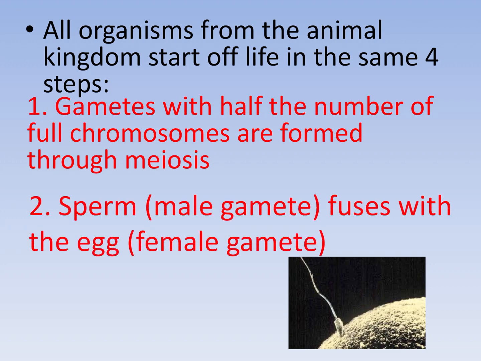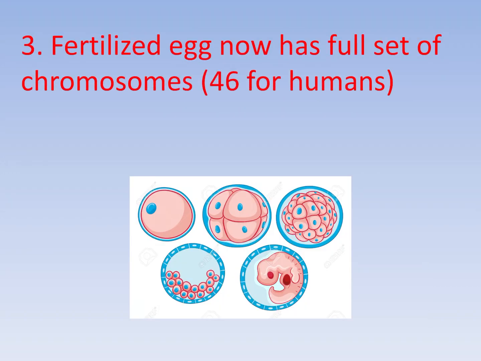So second point, the sperm, which is the male gamete, fuses with the egg, which is the female gamete. Now, the fertilized egg now has a full set of chromosomes. So this is going to be 46 for humans. Different organisms will have different numbers of chromosomes. So when we're talking about 46, that's specific to humans.